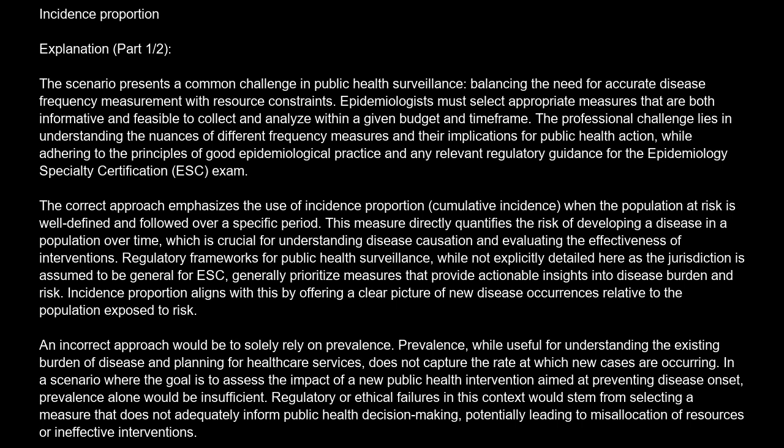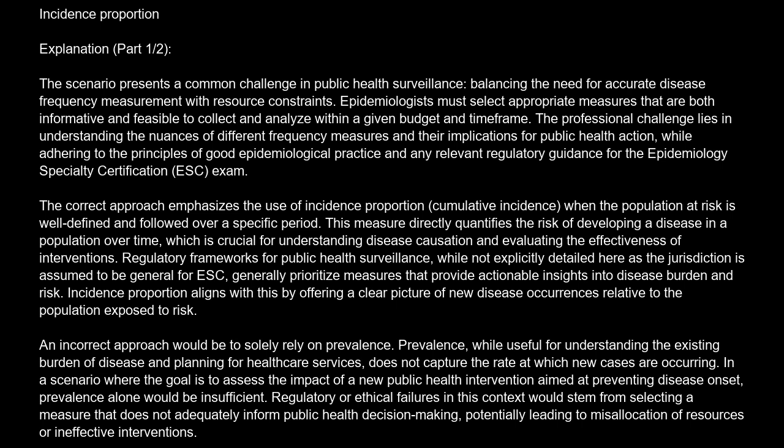An incorrect approach would be to solely rely on prevalence. Prevalence, while useful for understanding the existing burden of disease and planning for healthcare services, does not capture the rate at which new cases are occurring. In a scenario where the goal is to assess the impact of a new public health intervention aimed at preventing disease onset, prevalence alone would be insufficient. Regulatory or ethical failures in this context would stem from selecting a measure that does not adequately inform public health decision-making, potentially leading to misallocation of resources or ineffective interventions.